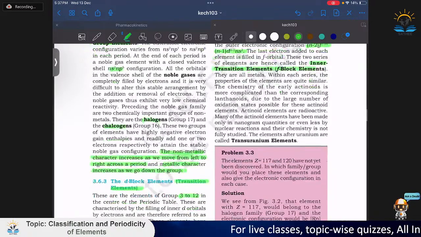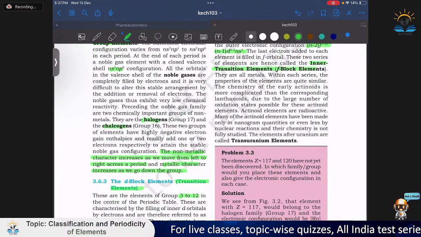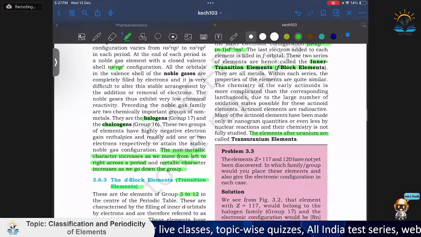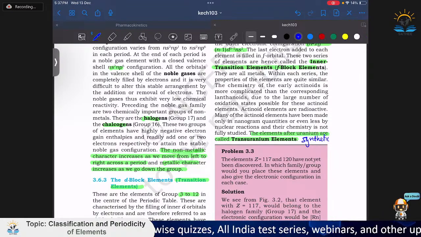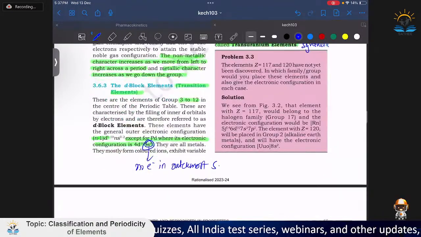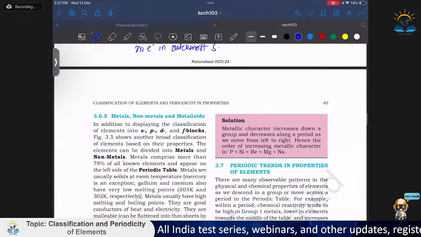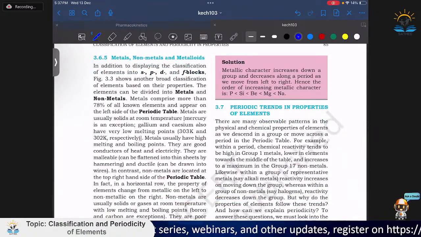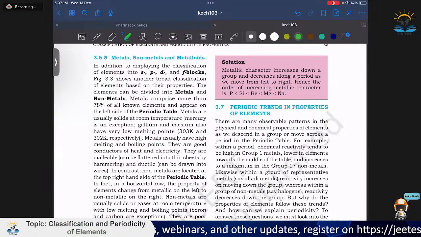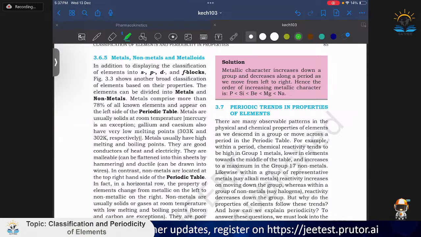Then again, see, the elements after uranium are called trans-uranium elements, and they are usually synthetic. We just discussed this earlier. Coming to metals, non-metals, and metalloids. So we have divided elements into s, p, d, f blocks, but there is one more division, which is metals, non-metals, and metalloids.